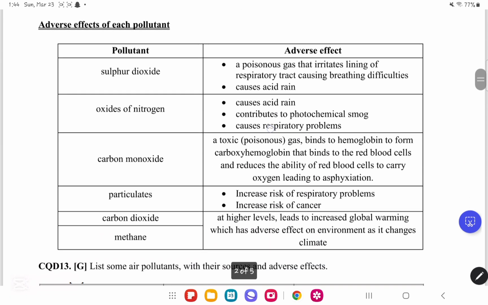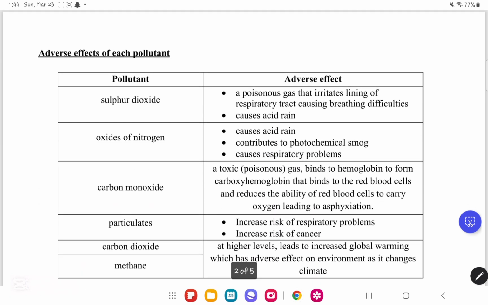We move on to the adverse effects of each pollutant. How does each pollutant affect our environment in a bad way? Sulfur dioxide. It is a poisonous gas that irritates the lining of the respiratory tract, causing breathing difficulties. So, the sulfur dioxide, which is formed by the combustion of fossil fuels, is a poisonous gas that irritates the lining of the respiratory tract, causing breathing difficulties. It also causes acid rain.